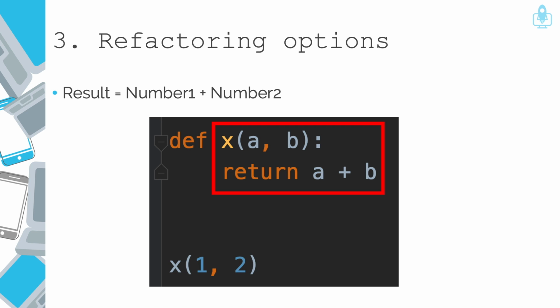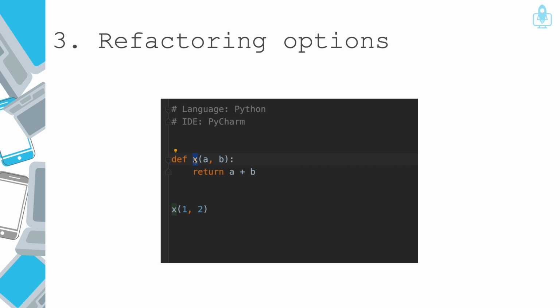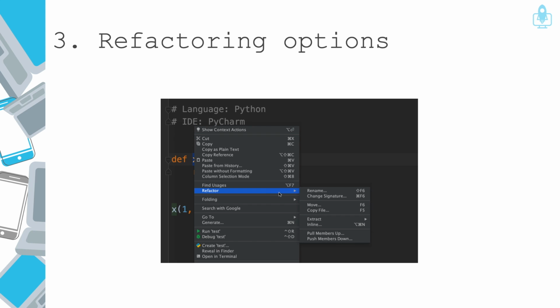If I were to rename the function or the variables to something more descriptive, instead of manually renaming the x in the definition of the function and then once more in the function call, I can just select the x, right-click on it, and select Refactor Rename.